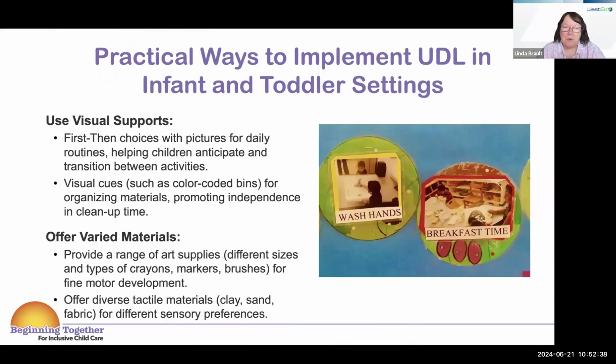So we're going to kind of wrap up here. We only have a few more minutes, but I want to talk about some practical ways that you can think about this in your infant toddler settings. One of the easiest and probably best used examples of the visual supports is first-then. So using something that says first we wash our hands, then we eat breakfast. Using real pictures of the real children in your group is more accessible to younger children.